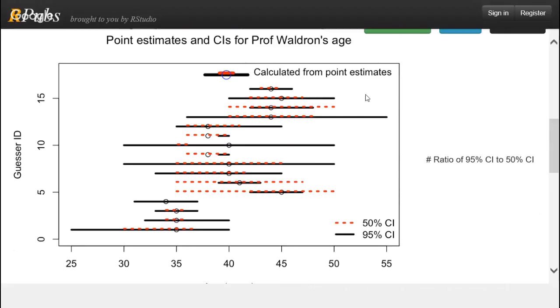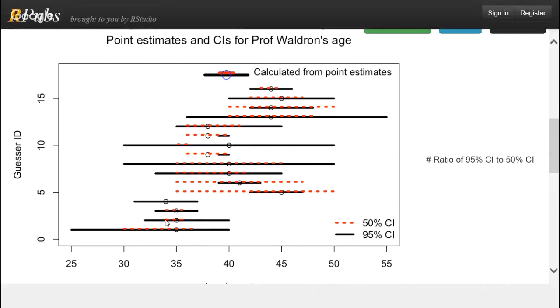So I sorted these, I forget how I sorted these. I could look, but they're roughly sorted from younger guesses to older guesses. And I put on here the point estimate. These are your actual data. If you filled out the survey, then your response is here. So here there were 3 people who all guessed I was 35, and then they put 50% confidence intervals.